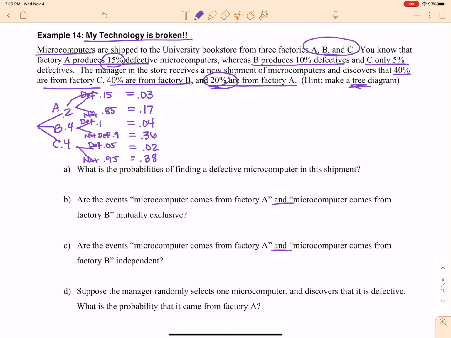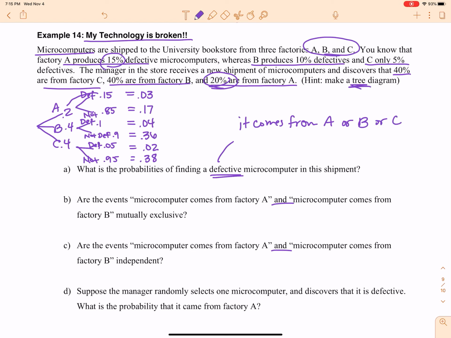So for part A, I'm asked, what is the probability of finding a defective microcomputer in this shipment? All right, so here's what you have to think about. When we're talking about defective, that means it comes from A and it's defective, or B and it's defective, or C and it's defective.